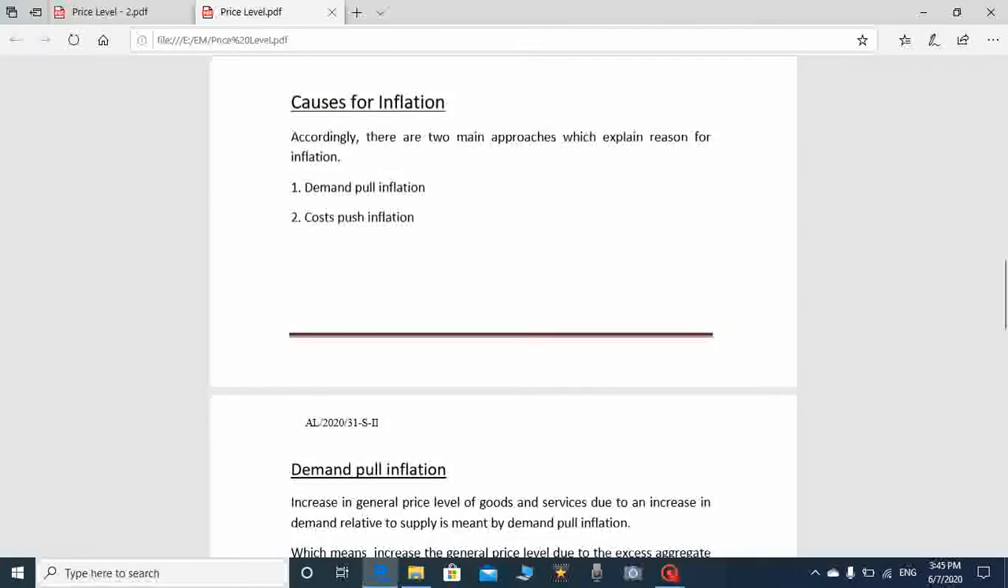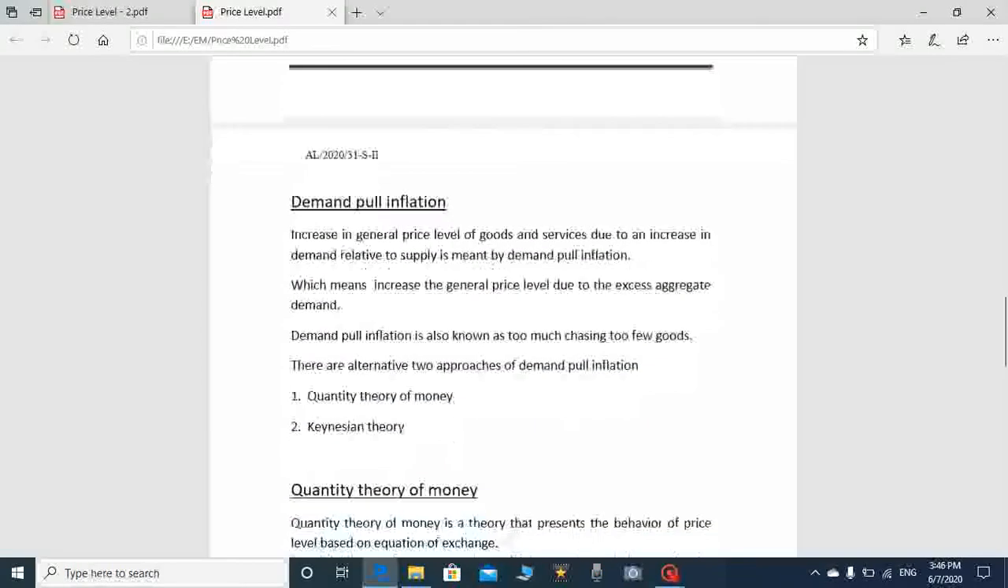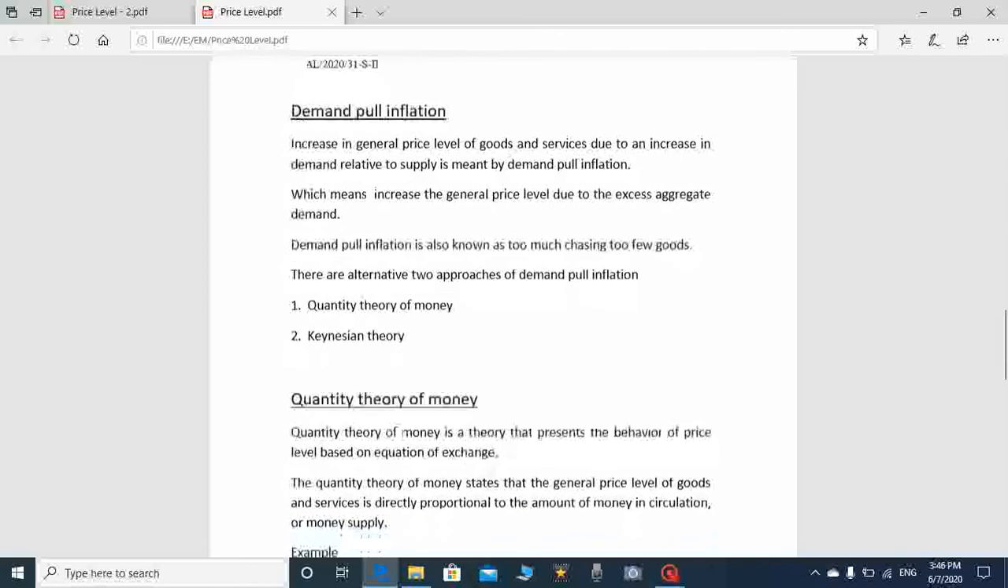Inflation means continuous increase of the general price level, and there are two main causes for the inflation. First one is demand pull inflation, second one is cost push inflation. Firstly, we have discussed yesterday what is demand pull inflation. Due to the increase of aggregate demand, we called as demand pull.